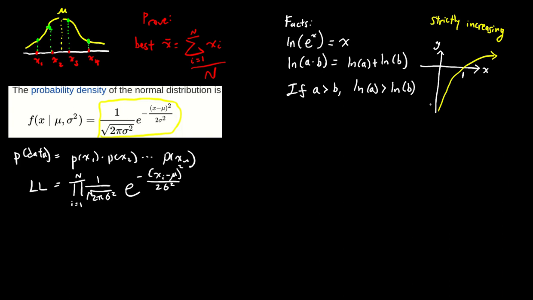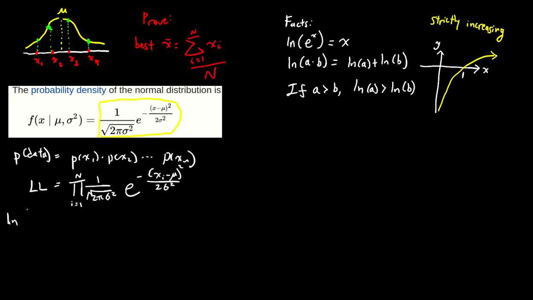And lastly, logarithm is a strictly increasing function. So if we have a larger than b, then the logarithm of a is larger than the logarithm of b, meaning that if we maximize the logarithm of our likelihood, we have also maximized our likelihood. So let's go ahead and do that instead.